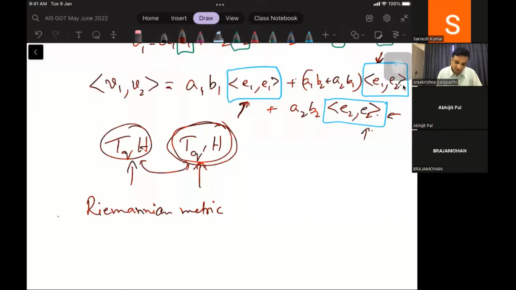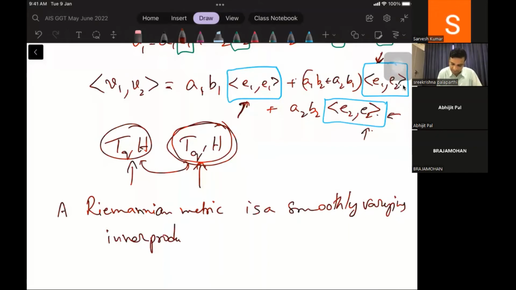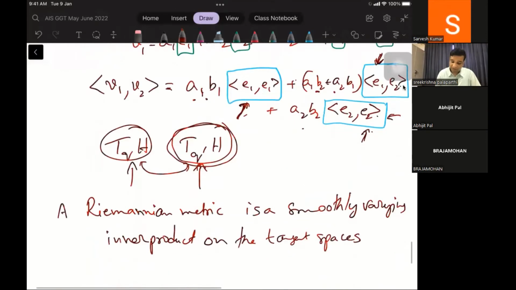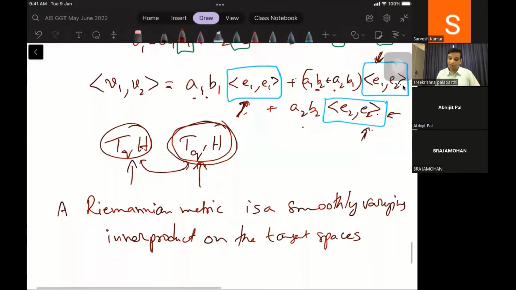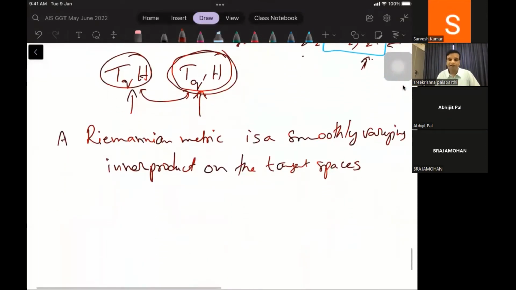So a Riemannian metric is a smoothly varying inner product on the tangent spaces. At a point itself, I need three numbers to define an inner product, because these a1, b1, a2, b2, etc. are coefficients of v1 and v2, arbitrary vectors. So if I just define those three numbers, boxed in blue, then I define an inner product at a point.